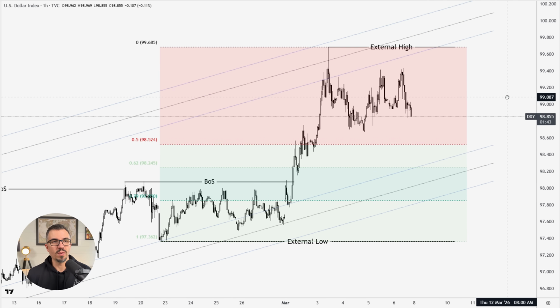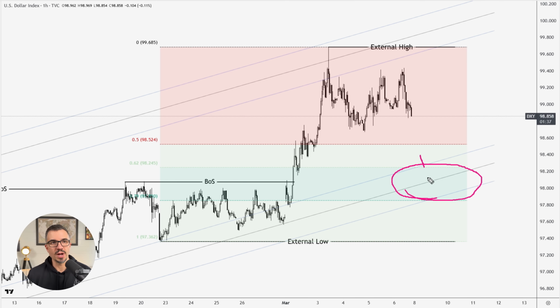So what I'm looking for is the DXY to potentially move back here to mitigate this area. And then from here, I'll be watching for a lower time frame change of character to potentially play a US dollar long.